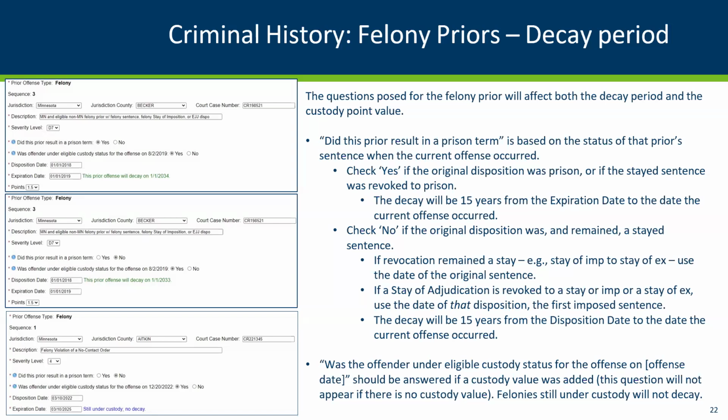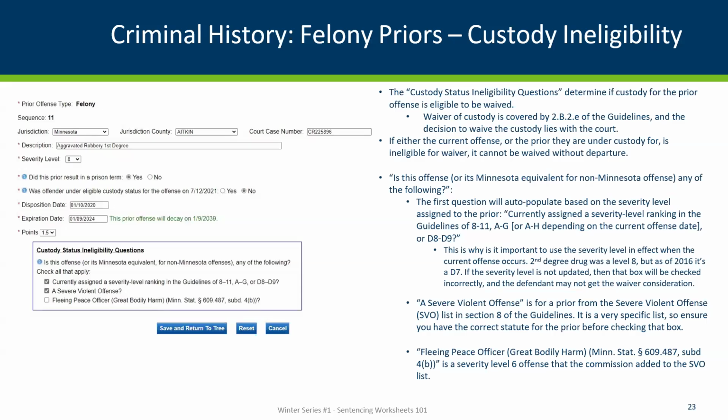If they come back later and that changes to no, then the decay will point to either the disposition or the expiration date, whichever is appropriate. That's why it's really important to answer these questions, because for felonies still under custody, there is no decay. And additionally, for felonies, there might be what we call the waiver ineligibility.